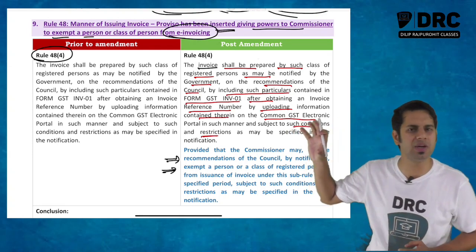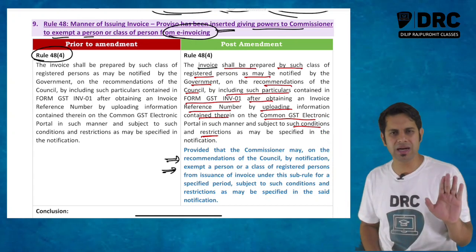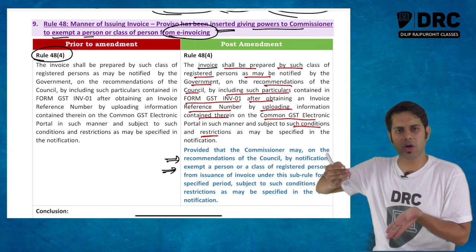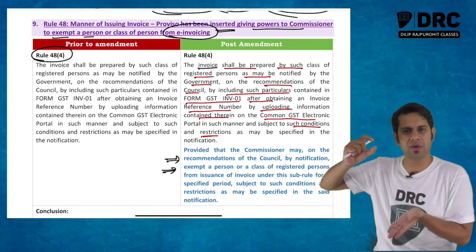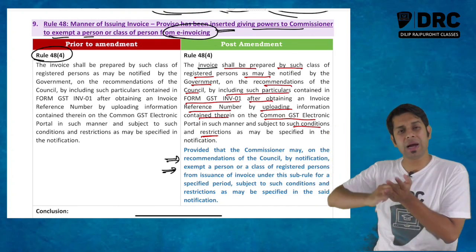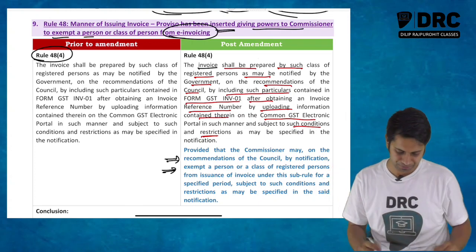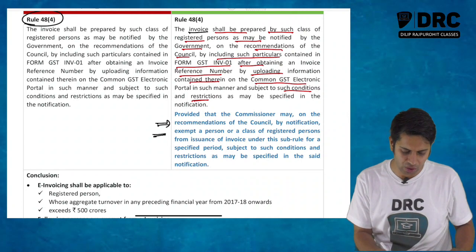That is, they are talking about e-invoicing. Whatever invoice you are generating, whatever invoice you are preparing, for that invoice you will also have to take a reference number from the government, the invoice reference number, by uploading the details of the invoices on the invoice registration portal. Now, they have added this proviso. What is this proviso telling?